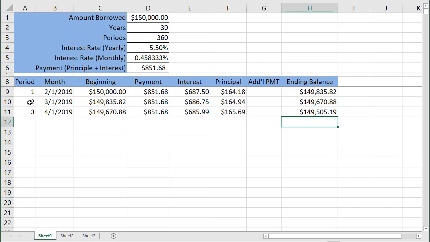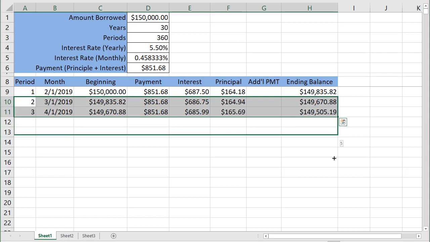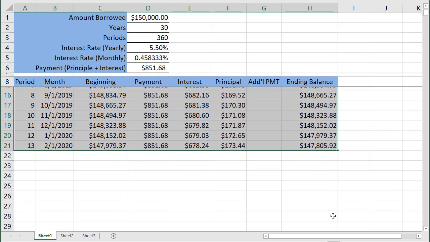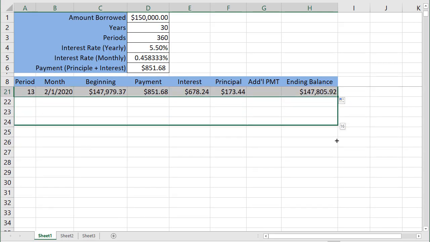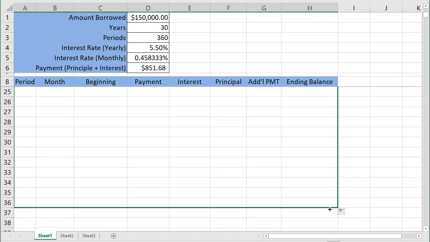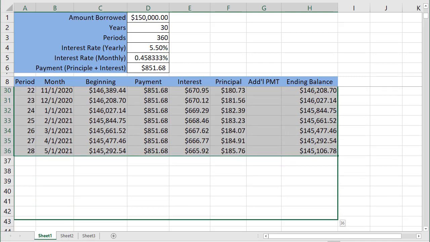Now is where I should be able to use Excel's drag feature to start dragging this down, and it starts to fill in the remainder of the numbers for me. I can continue this on down. So at 36 months, which would be 3 years, I started off with 150,000. Now I've paid it down to 145. So I'm making slow progress, but it's progress.